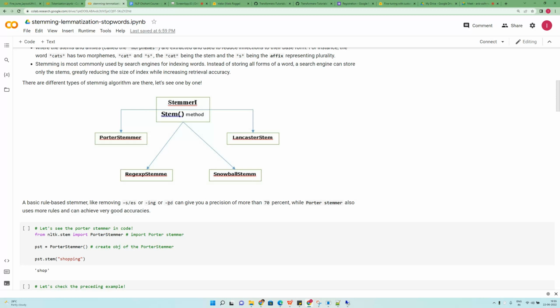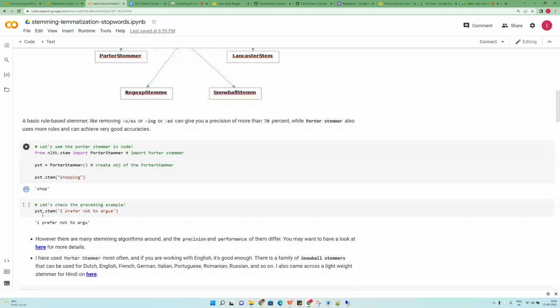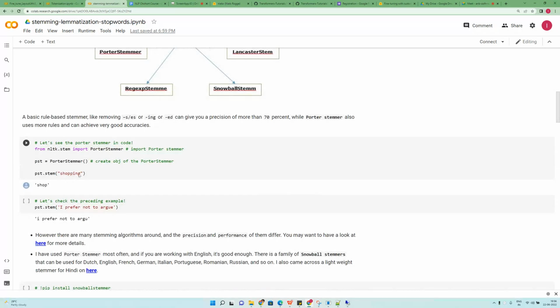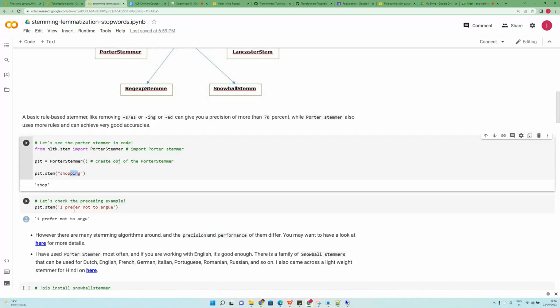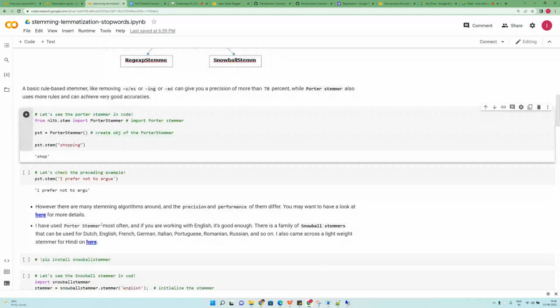But Porter stemmer also adds some other logic into it. So basically people use Porter stemmer. You can just import Porter stemmer and pass it any word, like ps.stem("shopping"). It converts that into shop, removing the ping at the end. If I say "I prefer not to argue", it removed the E at the end and converted it to ARG. So this is the one.